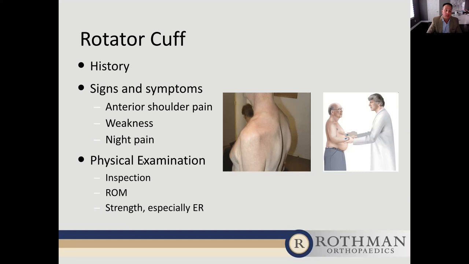You want to look at inspection. You want to look for any kind of muscle atrophy, like this gentleman here on the left has some scalloping of his rotator cuff muscles, which if he has a tear, it tells me it's probably more of a chronic tear because the muscles have atrophied.